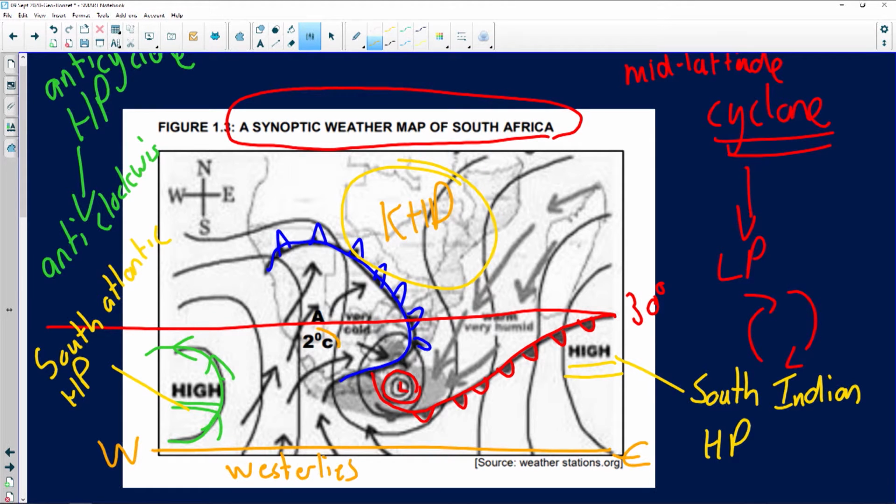Now, if you look at this diagram, they even gave us the temperature behind the cold front. The air behind the cold front is very cold. The air behind the warm front is warm. The air in front of the warm front is cold. This is all cold air, as you can see. They even mentioned very cold conditions over there.